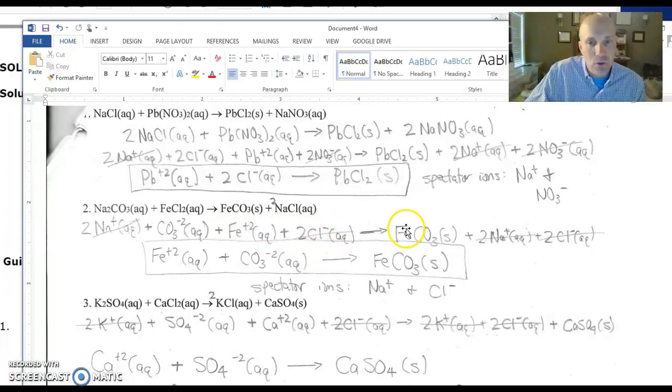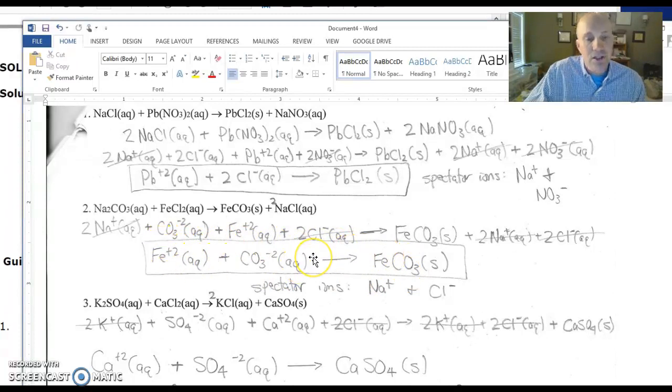We have our 2 chlorides. Again, the solid material you draw as the ionic compound, and then the 2 sodium chlorides you show as the 2 separate dissolved ions. Your sodiums are the same on both sides. Your chlorides are the same on both sides, so those would not be shown in the overall reaction. In fact, they're called the spectator ions. And the overall net ionic equation would be everything that's left.